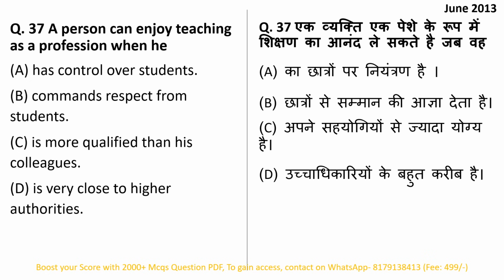A person can enjoy teaching as a profession when he has control over students, commands respect from students, is more qualified than his colleagues, or is very close to his higher authorities. The right answer to this question is option B, commands respect from students. It means to have others observe and admire your actions.